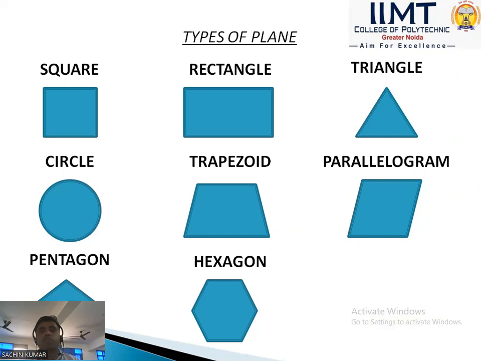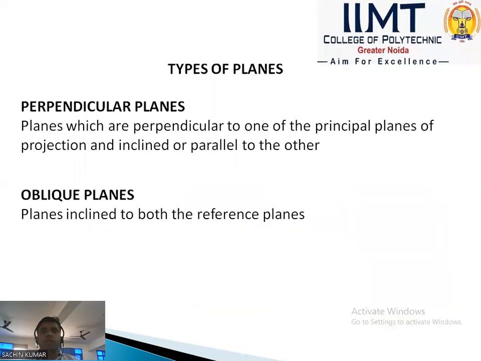In the case of a regular hexagon, the sides of the hexagon are equal, and the internal angles are also the same. That is called a regular hexagon. Mostly we use regular pentagon and regular hexagon types of planes. In the case of projection of a line, we defined the line in different conditions.